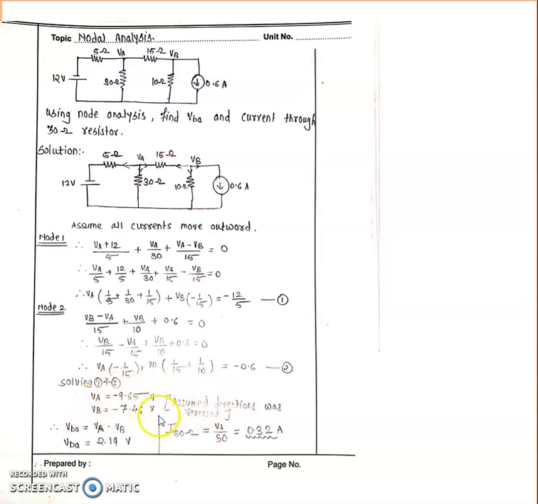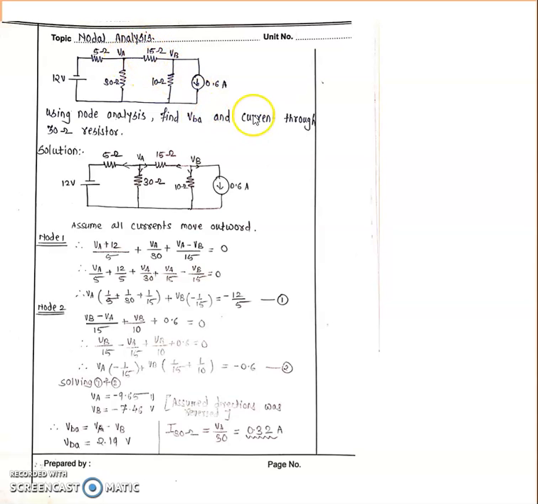Then you write that my assumed directions are all reversed or opposite. Then finally you can write the plus values of these two. If both are getting minus, then you write this statement. Okay, then you have seen the problem using node analysis. Find the VAB. Where is the VAB? This is VAB, across the 15 ohm.